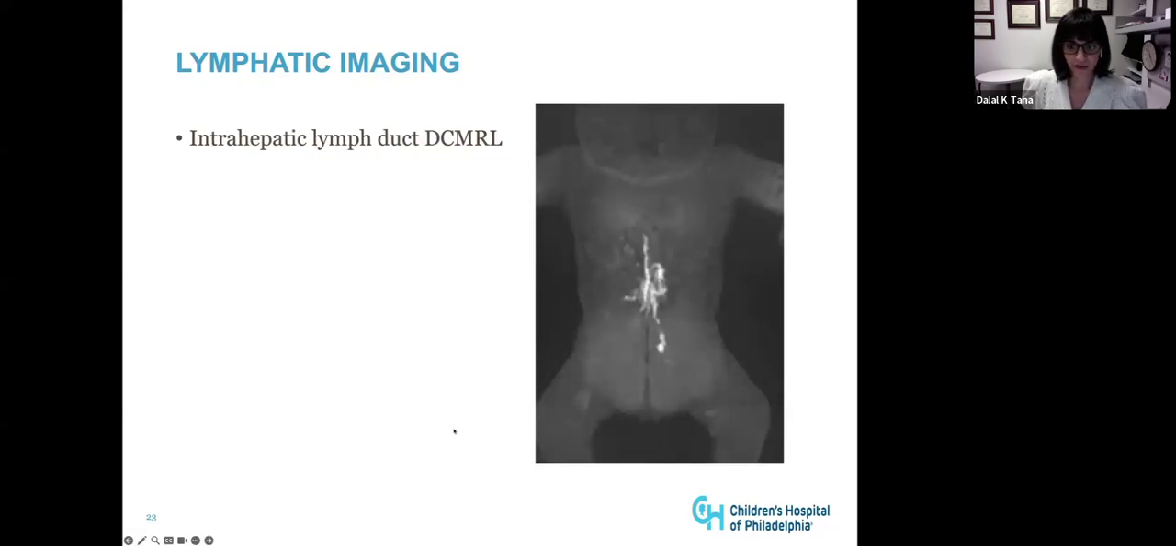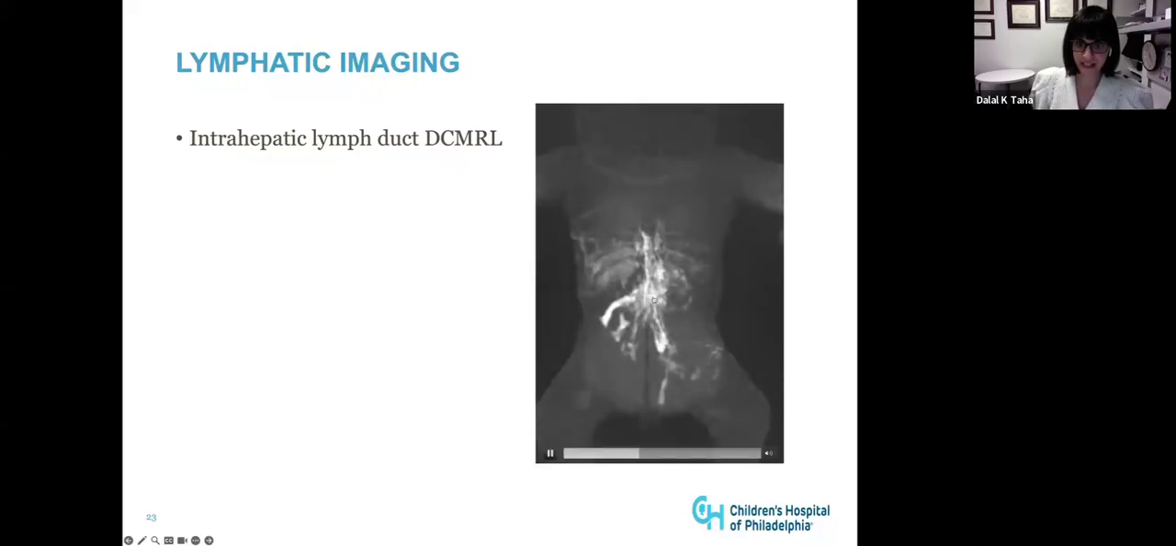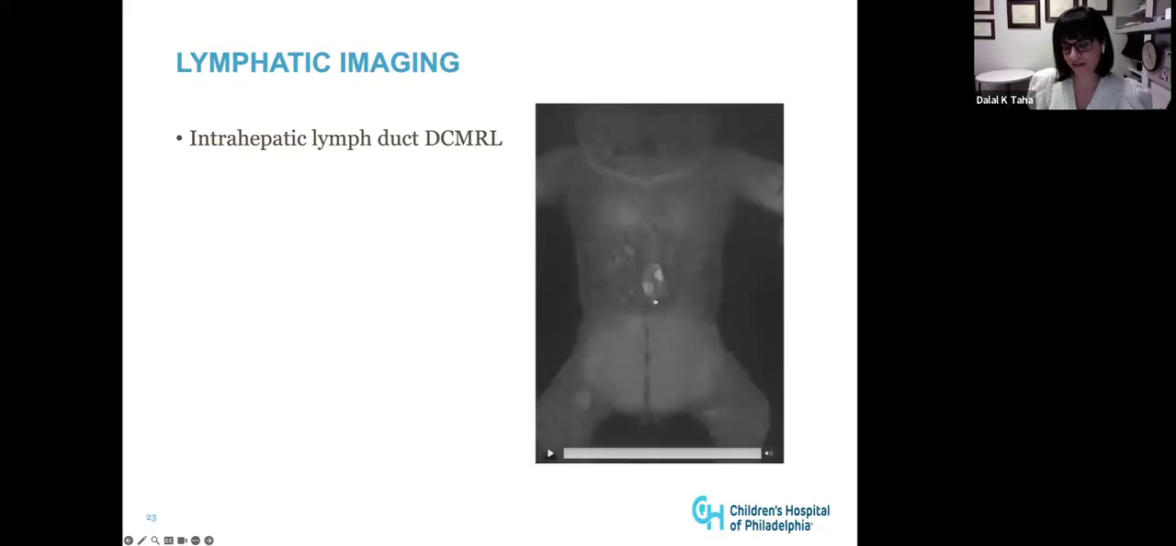This is the same patient when they went ahead and did intrahepatic lymph duct DCMRL. So the injection started in the liver, and you can see the contrast is brightest over the liver and then extends up. You can start to see a little bit of a right-sided thoracic duct in this video, but again, the pattern of flow is very abnormal, and there's no indication that there's an outlet to the thoracic duct up in the neck.